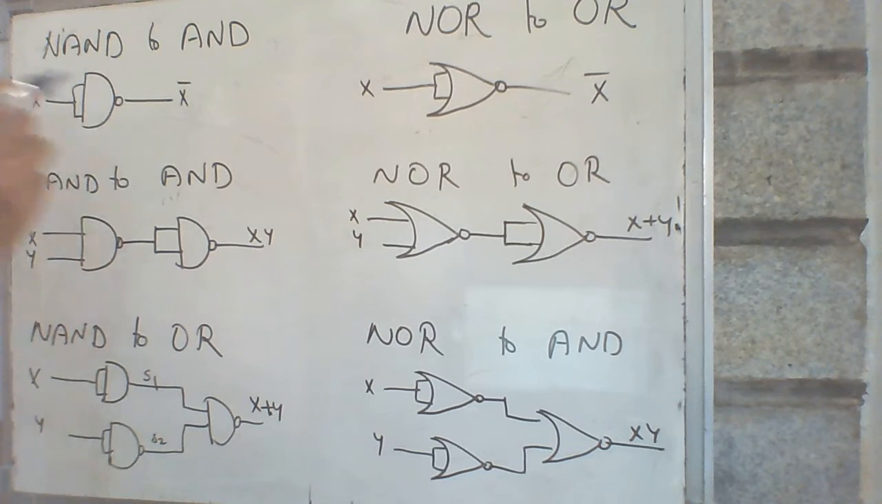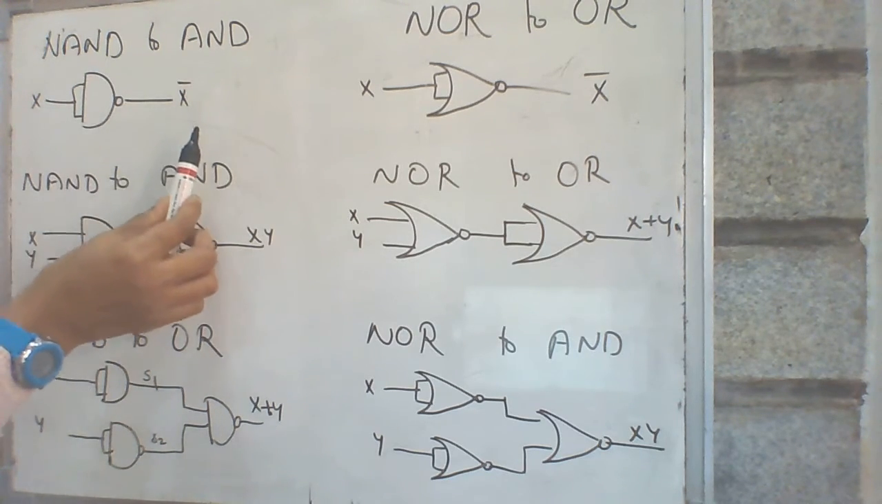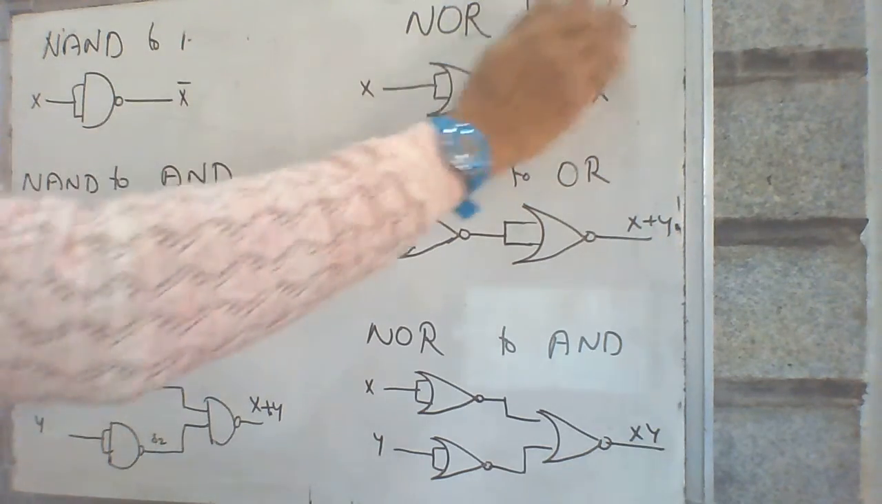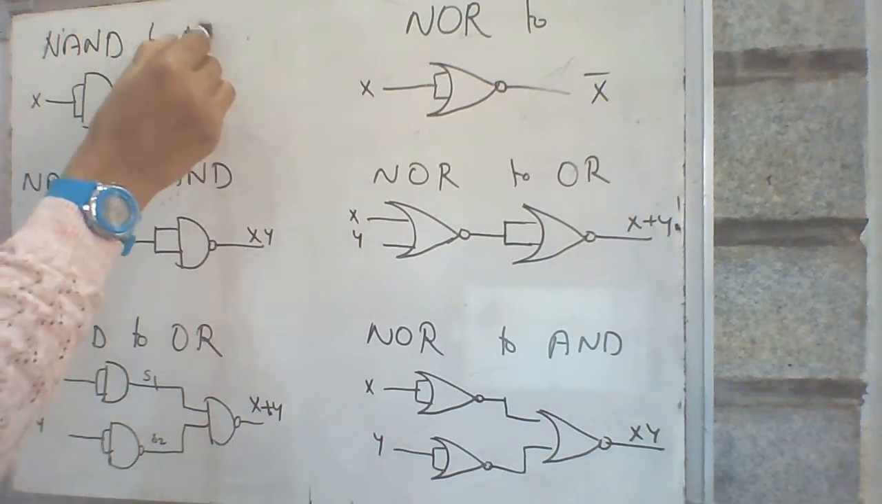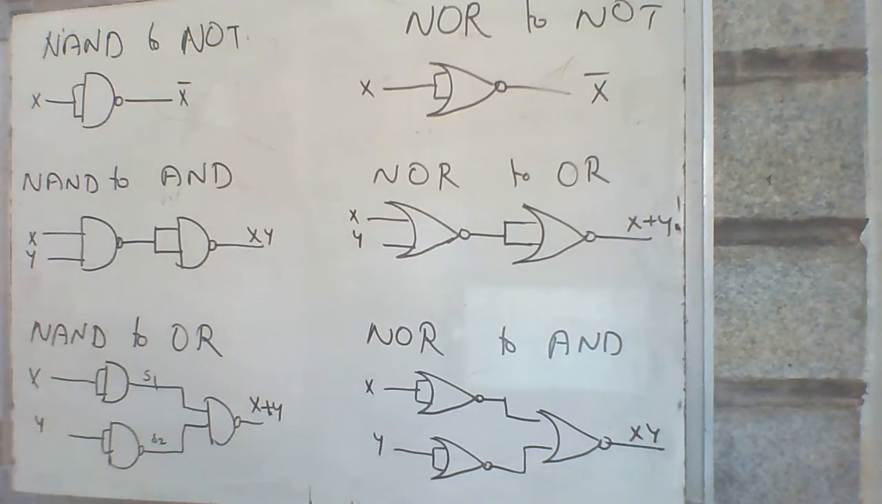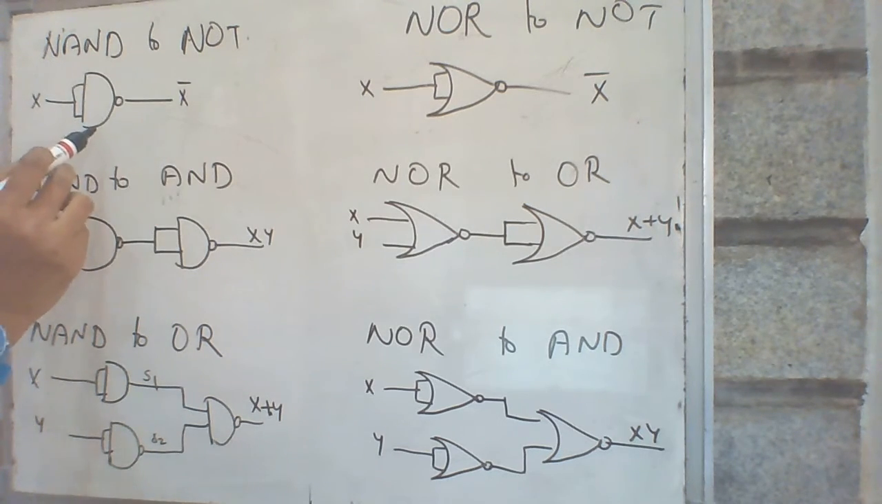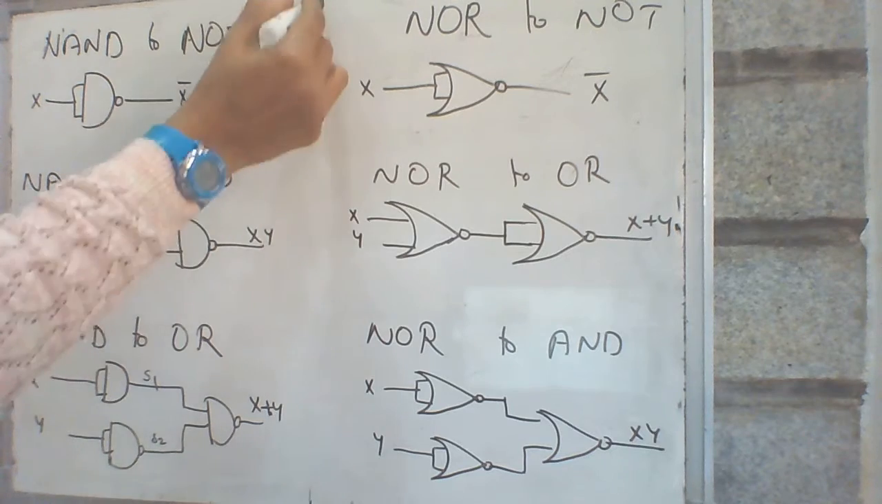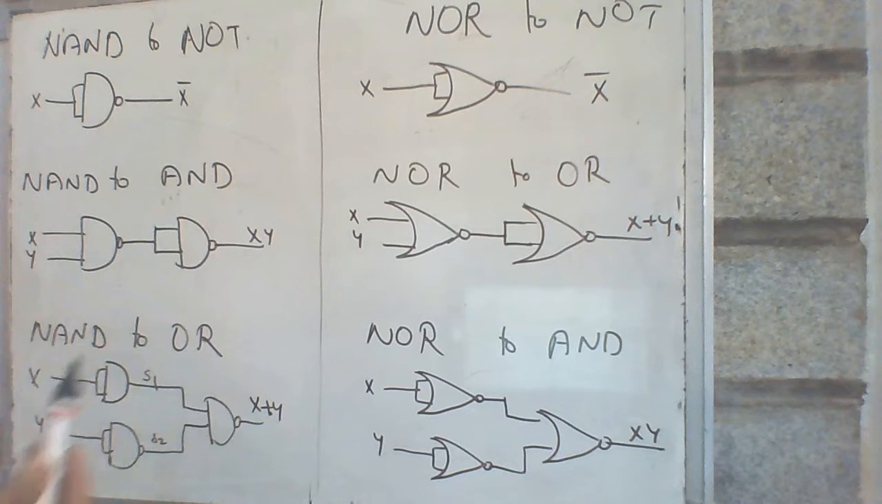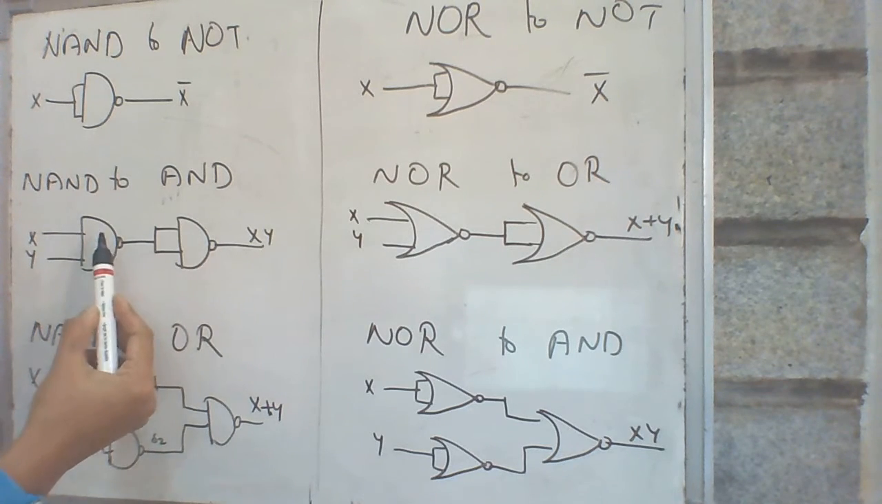Yeah, we have seen these diagrams. That is how to design NOT gate, OR gate and AND gate using NAND gate. This is the diagram to design NOT gate using NAND gate. Then the second diagram, NAND to AND logic. How to design AND gate using NAND gate.